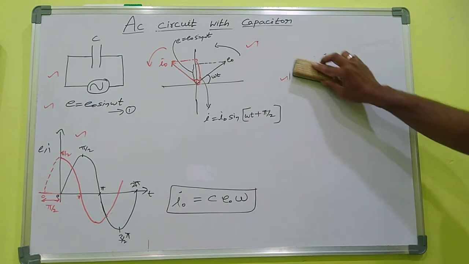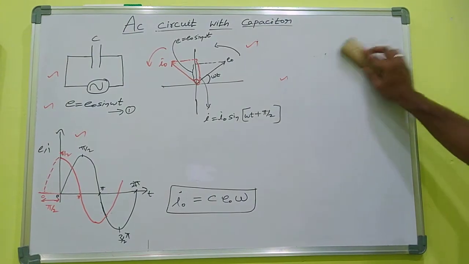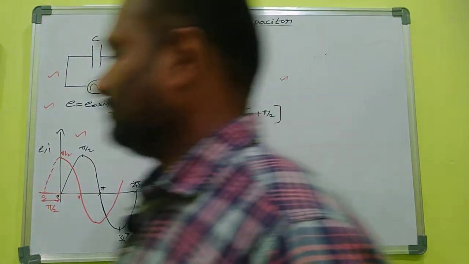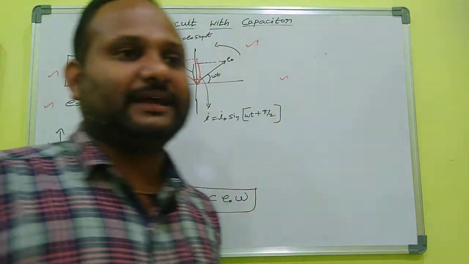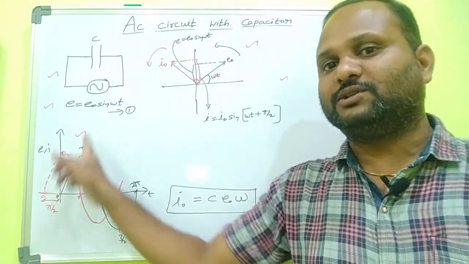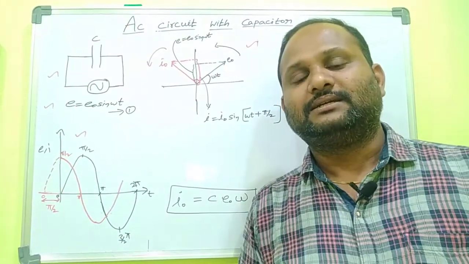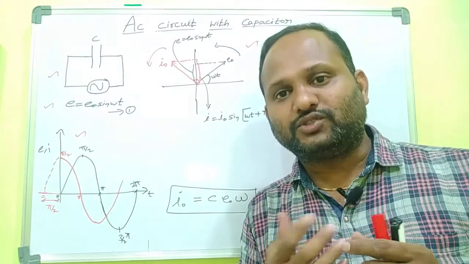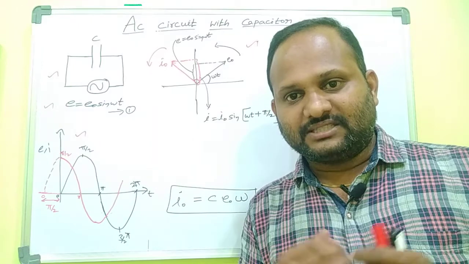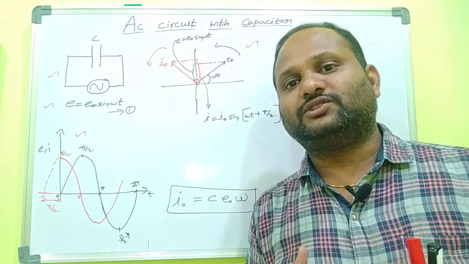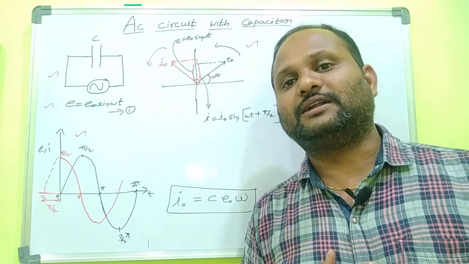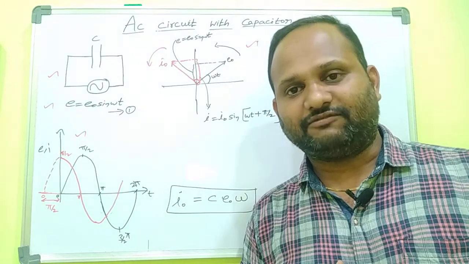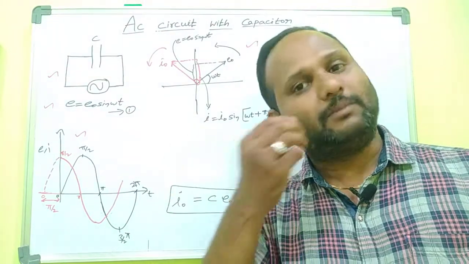When an alternating EMF source is applied to a capacitor, does the capacitor give any opposition to the current? Yes, definitely the capacitor gives some opposition.